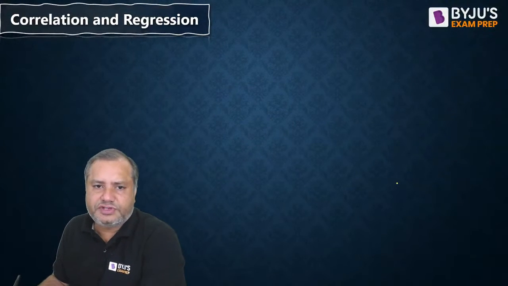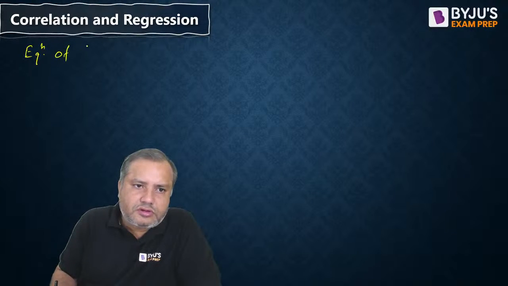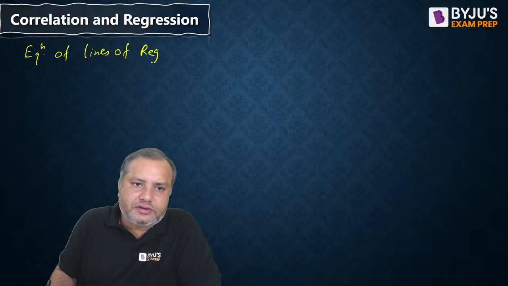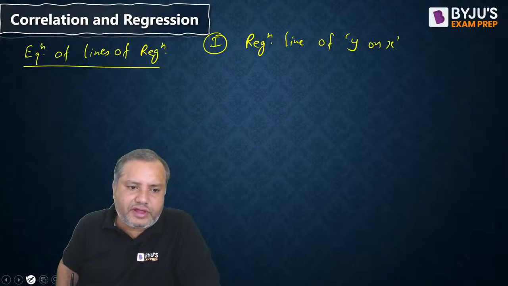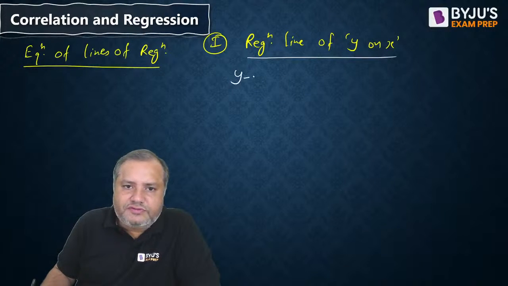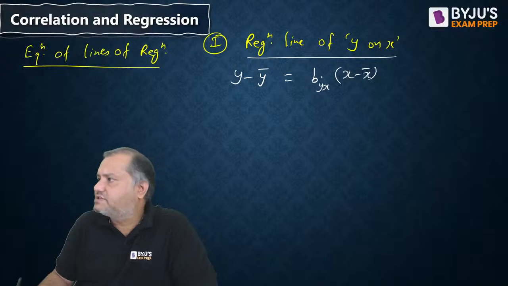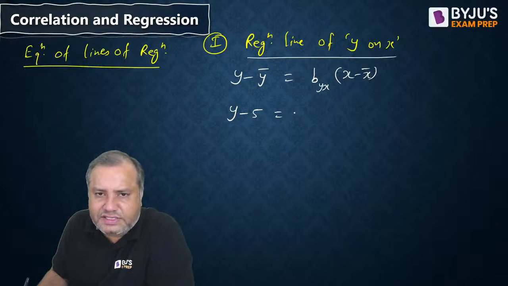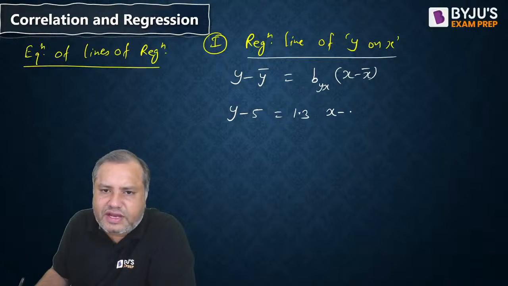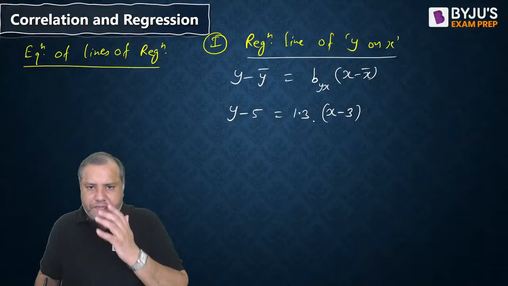After obtaining the regression coefficients, we should go for the equations of lines of regression. First one, regression line of Y on X. Always remember, we first write regression line of Y on X. Formula is Y minus Y bar equal to BYX into X minus X bar. Y bar is 5, BYX is 1.3, X bar is 3. Got it? Understood this one? Now another line.